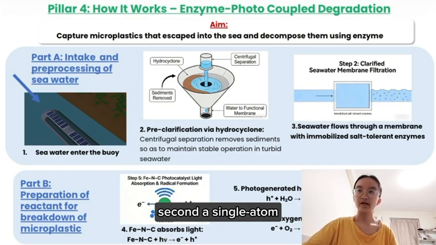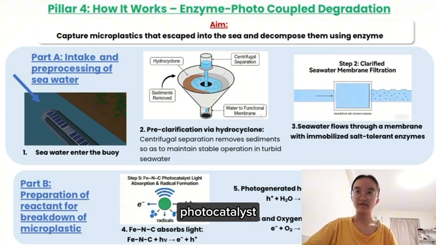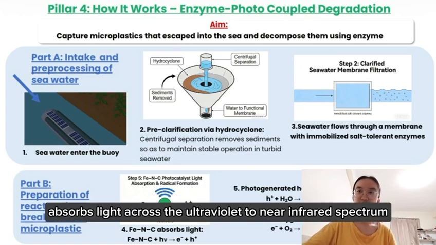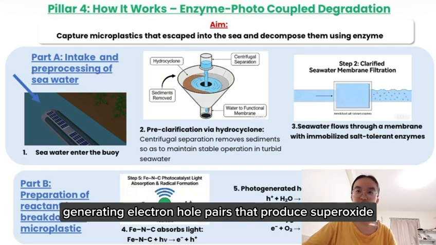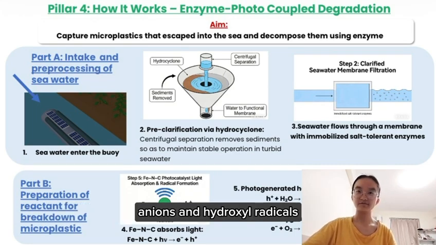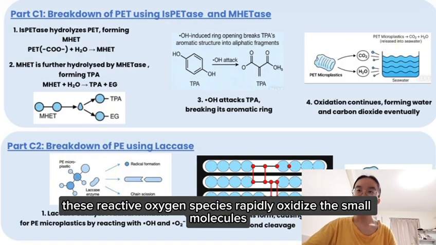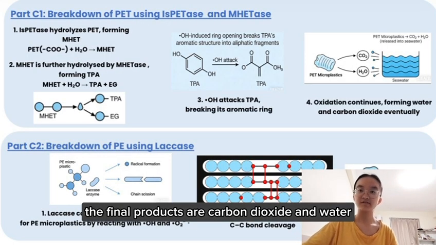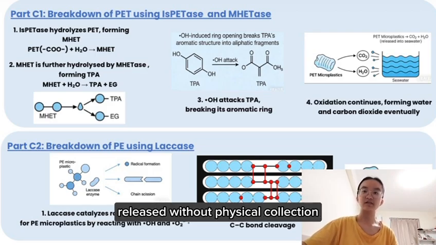Second, a single-atom iron-nitrogen-carbon photocatalyst absorbs light across the ultraviolet to near-infrared spectrum, generating electron-hole pairs that produce superoxide anions and hydroxyl radicals. These reactive oxygen species rapidly oxidize the small molecules. The final products are carbon dioxide and water, released without physical collection.